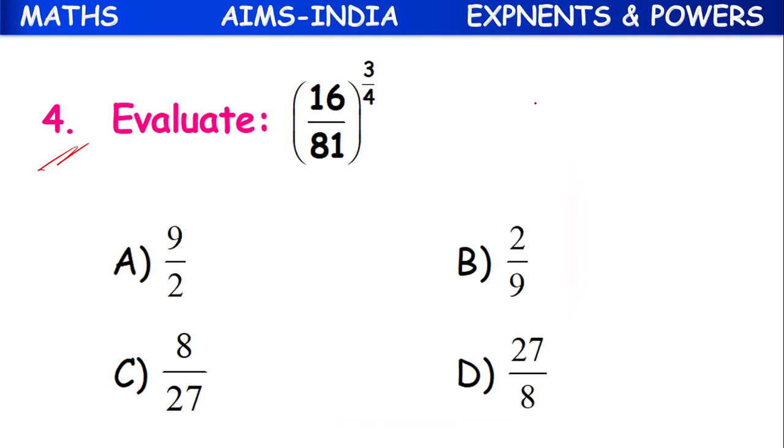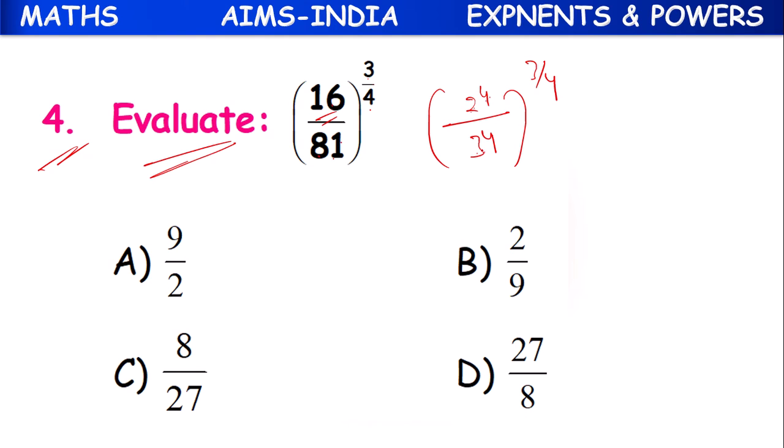Next one, fourth question. Evaluate (16/81)^(3/4). Here 16 can be written as 2^4, and 81 can be written as 3^4, whole to the power of 3/4. Again 2^4 is there, 3^4 is there.